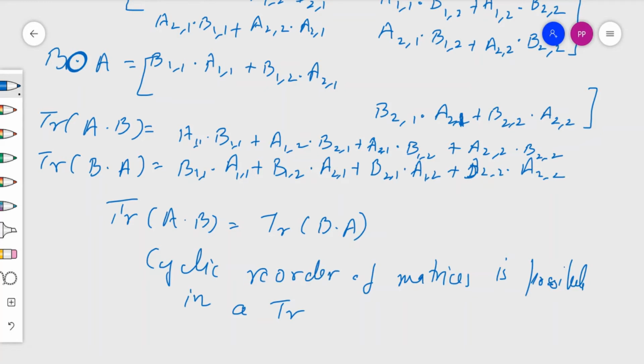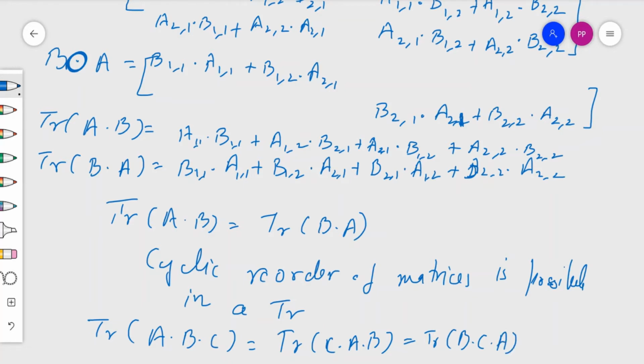So therefore, if we have three matrices A dot B dot C, we can have the cyclic reorder. So you will have trace of C dot A dot B or equals trace of B dot C dot A. These are all in one direction, A B C, then here A B C, then here A B C. This is called cyclic reorder. This is possible even if the matrix is not a square matrix.